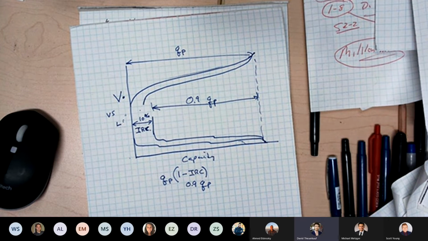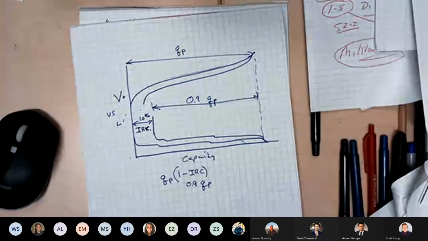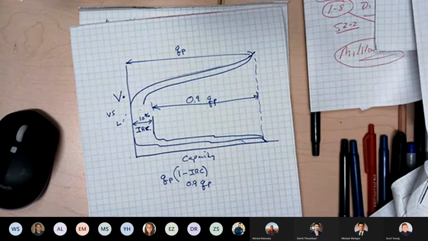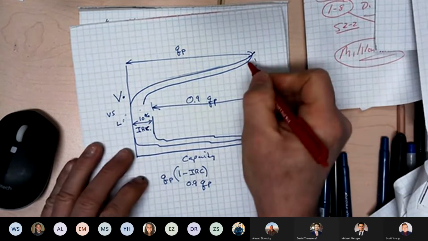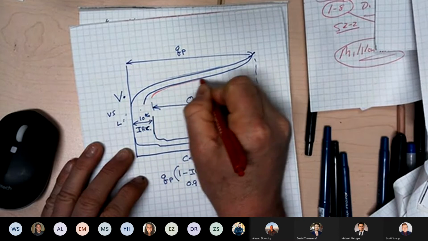Just to confirm, this is the first cycle of the battery? This is the very first cycle, but then afterwards the cell will cycle. I'm going to use a black pen or a red pen. Afterwards, the cell is going to cycle like this.